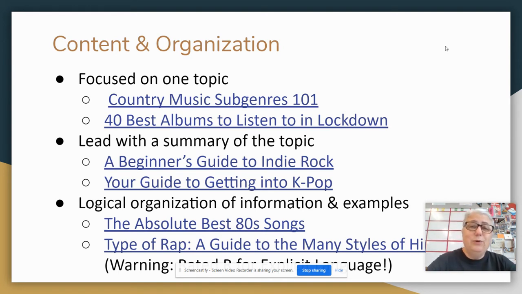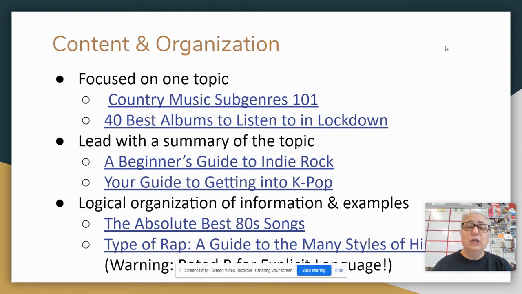You want to lead with a summary of your topic. So last week we did summary writing. You're going to start your piece with a summary. If you take a look at these two guides, you'll see some examples of well-written summaries to give the readers a broad idea of the topic that is going to be covered in those guides.